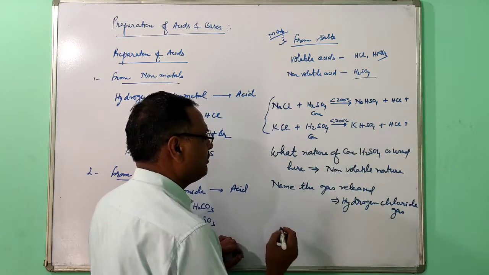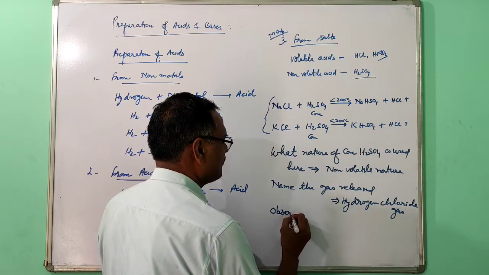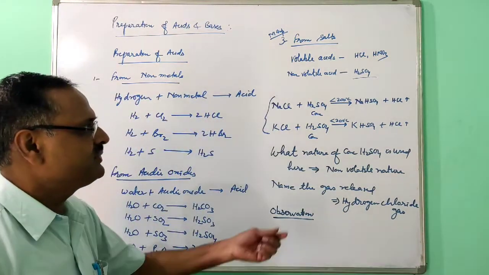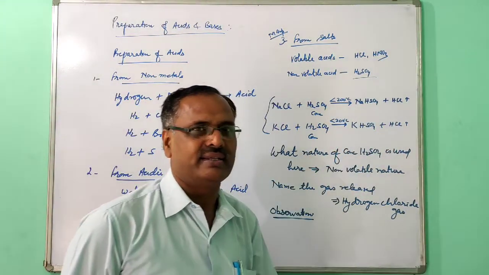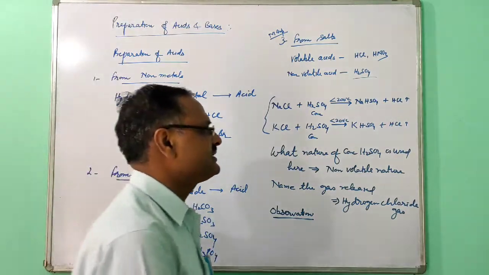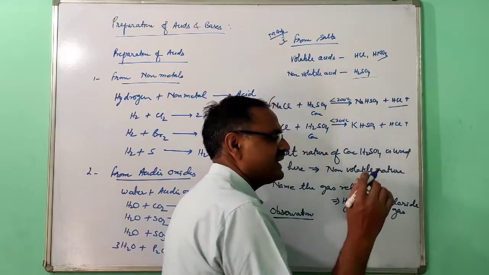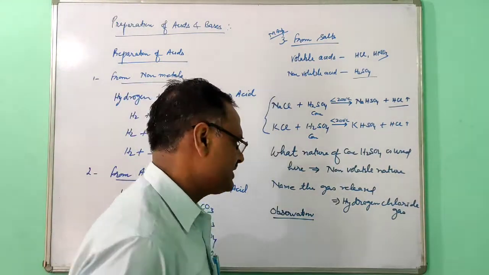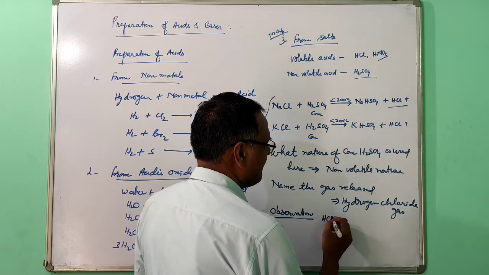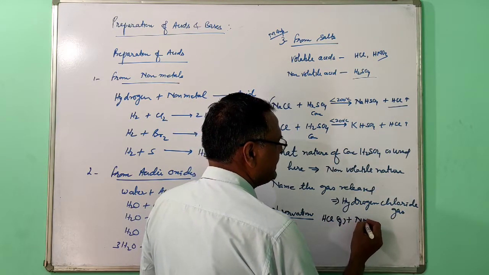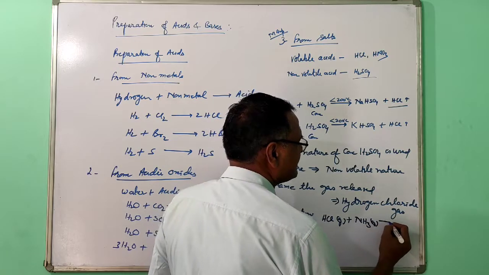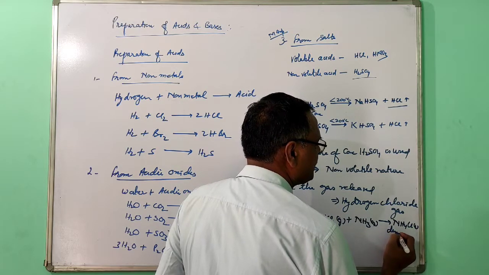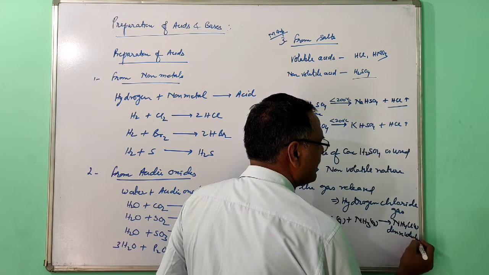Then observation. Whenever observation is asked, there is no need to write sodium hydrogen sulfate and HCl, which is already known. You have to write the test for the gas. This HCl gas is released, so test for this gas. If you take a glass rod with ammonia, HCl gas reacts with ammonia and forms ammonium chloride, a dense white film.